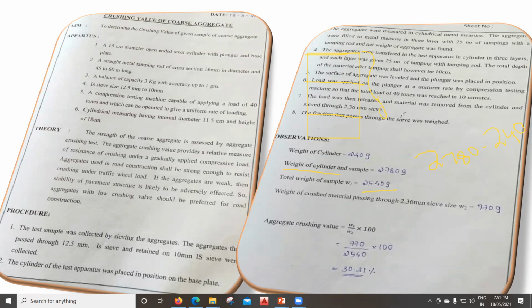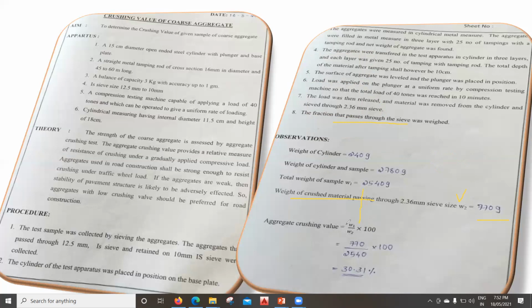So next, once you're done with the sieving, whatever amount of powder you have got, you have to weigh that. That is written here, 770 grams. That is the weight of the crushed material passing through the 2.36 mm sieve. We denote that as W2, and that weight we have got as 770 grams. So the aggregate crushing value will be, the formula is W2 by W1 into 100. So what is my W1? W1 is the total weight of the sample.